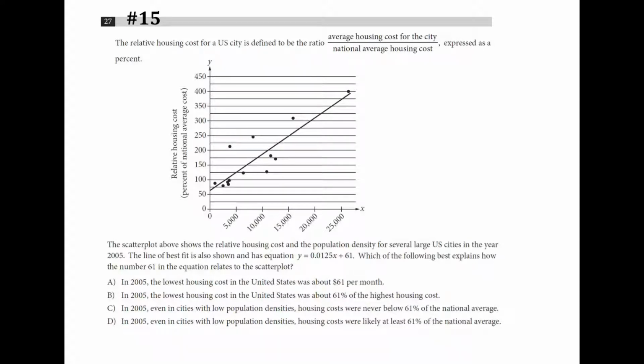So if we look along the x-axis here, 25,000 is a very dense area to live. And as a result, the housing costs are higher. And here at 5,000, there's more of a rural area, or at least not as dense as the 25,000. And what happens to the housing cost? It decreases. But as we continue to go left on this graph, do we ever get to 0 for housing cost? No. That's because D, even in cities with low population densities, housing costs were likely at least 61% of the national average.